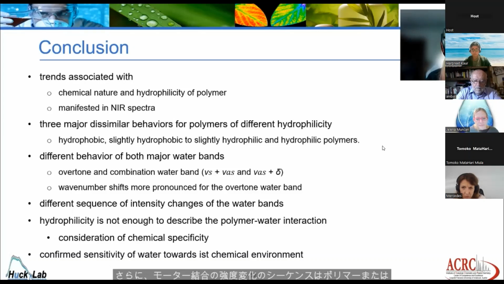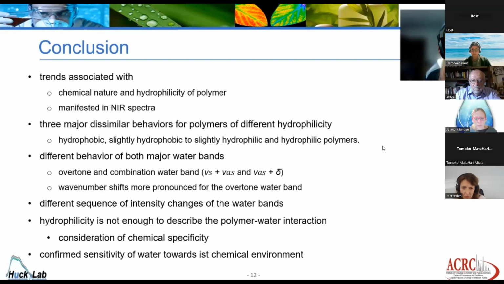Moreover, the sequence of intensity changes of the water bands is dissimilar for polymers of varying hydrophilicity. While for polymers of weak hydrophilicity, the overtone water band reacts more rapidly to the increase in water content than the combination band, this trend is opposite for hydrophilic polymers. Hydrophilic polymers show in general a more complex interaction with water.